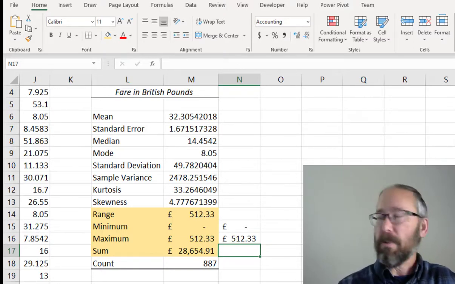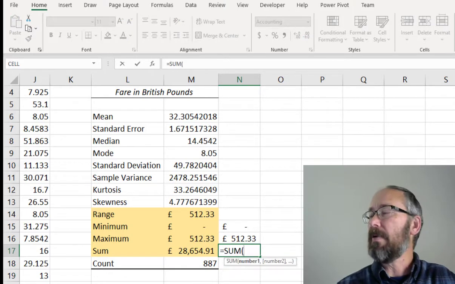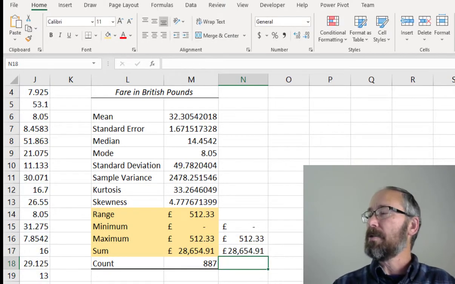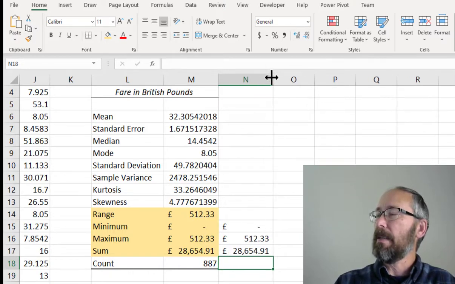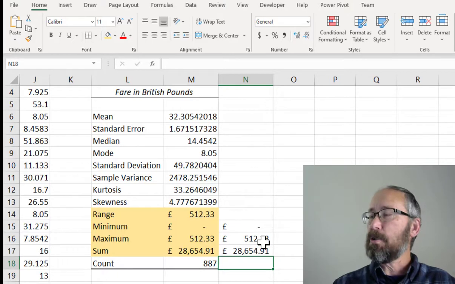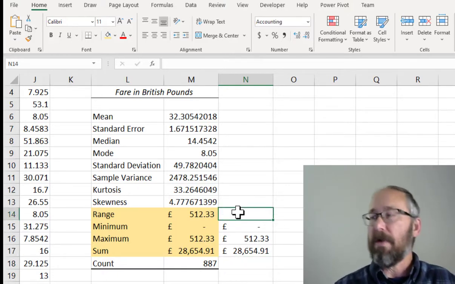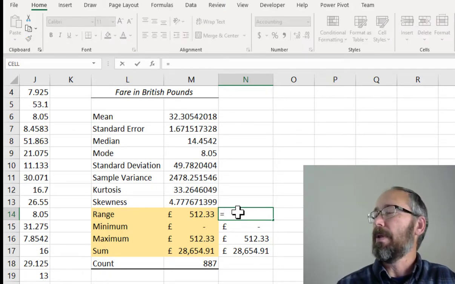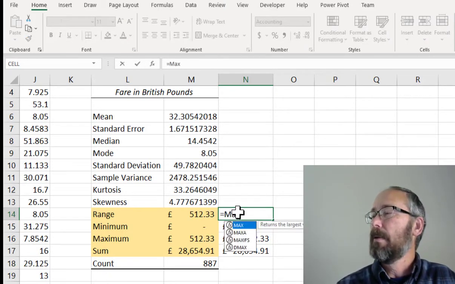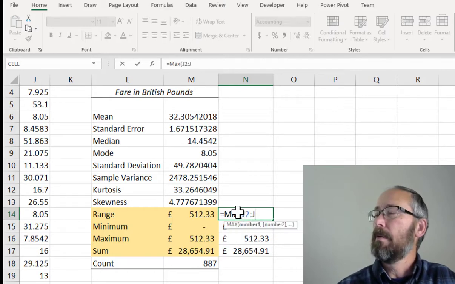We can do the sum with the SUM function. These are all, again, very straightforward. And so there we have the same value that's being calculated in the Analysis Toolpak with the descriptive statistics. Now for range, there's not a range function, so I can simply do something like the maximum minus the minimum.